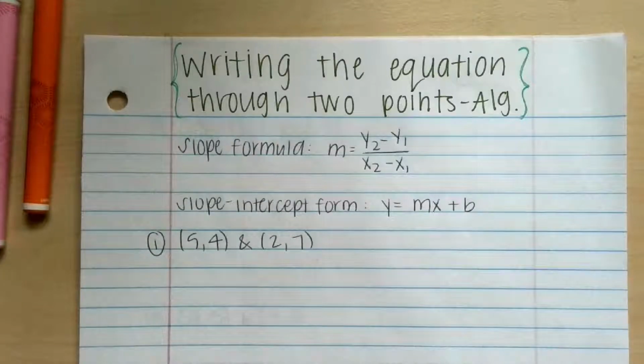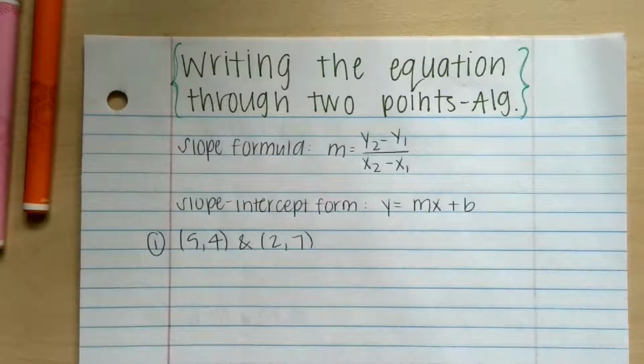Okay, so in this video, what we're going to do is write the equation of a line going through 2 points using the algebraic approach. So using our formula, all that good stuff, kind of solving it by hand, right?